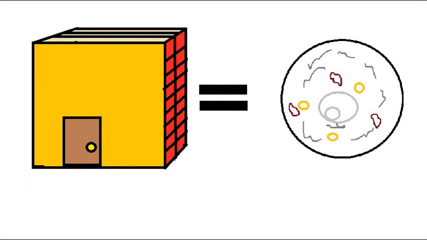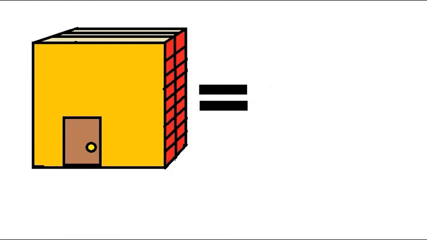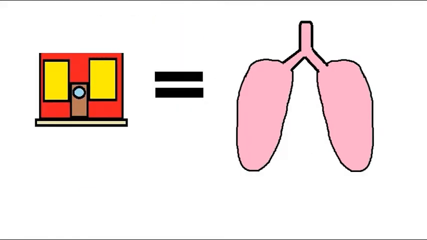Next, imagine a room. The room is the equivalent of a cell. The supports of the room are the molecular bonds that the molecules that make up the cell have. The small details such as the door and the planks in the floor are the same as the organelles of the cell. Then imagine the rooms coming together to make a floor.